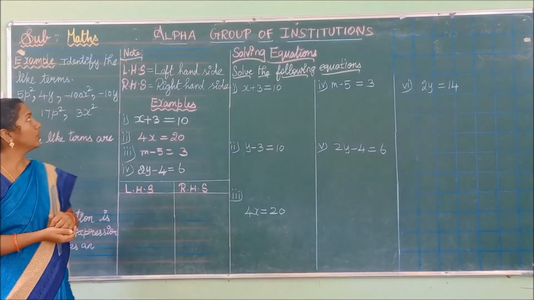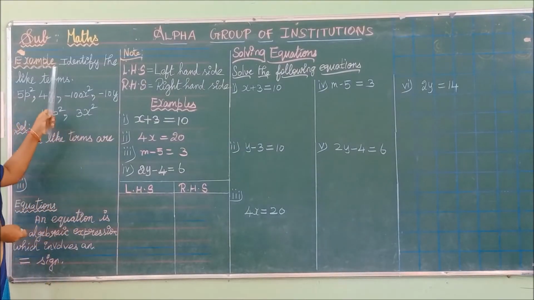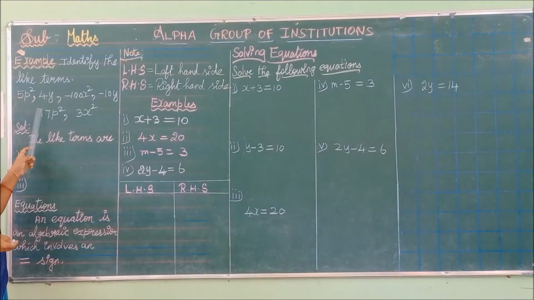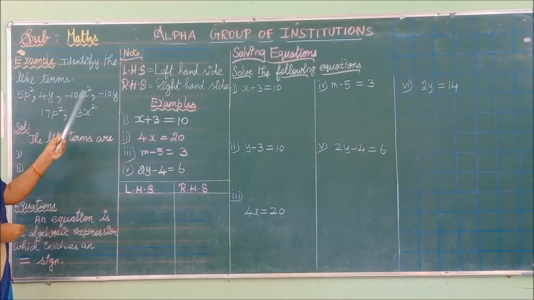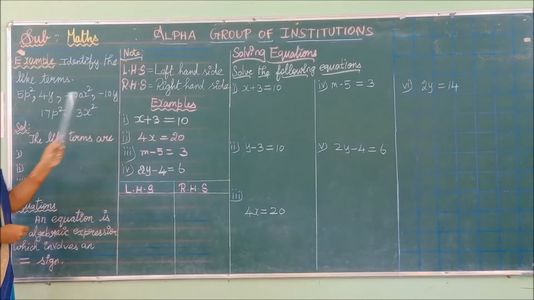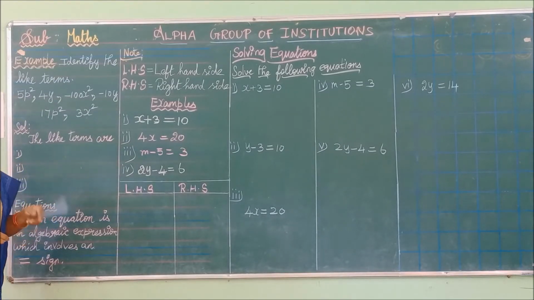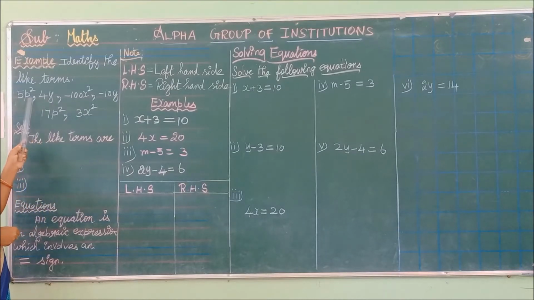Next we are going to see one example problem. Identify the like terms. That is, we have to identify the like terms from the given terms. See here, what are the terms? 5p square, 5y, 4y, minus 100x square, minus 10y, 17p square, 3x square. We know what is meant by like terms. They have the same algebraic factors.